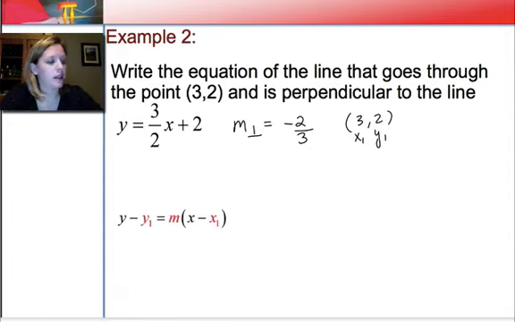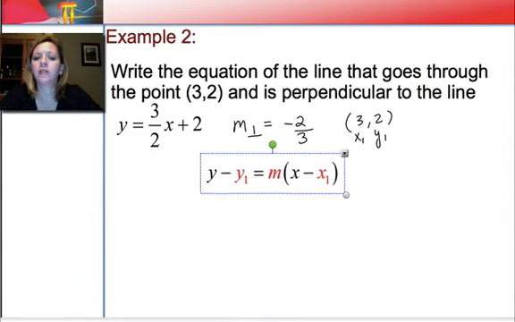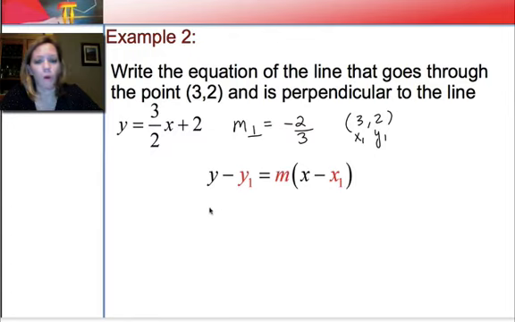So again, let's start with our point slope form and plug in the values that we see here. y stays y, but I'm subtracting from that y1, which is 2 from right here, and that's going to equal my slope, which is negative 2/3, times x, which stays x, minus x1, which was 3. Okay, great.